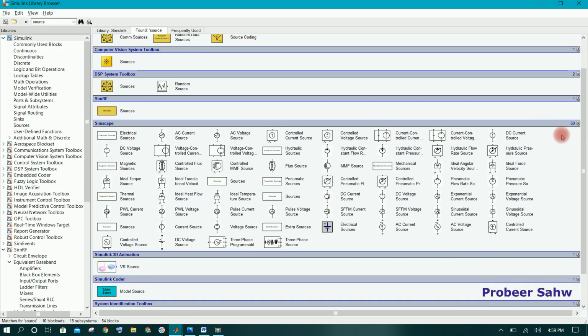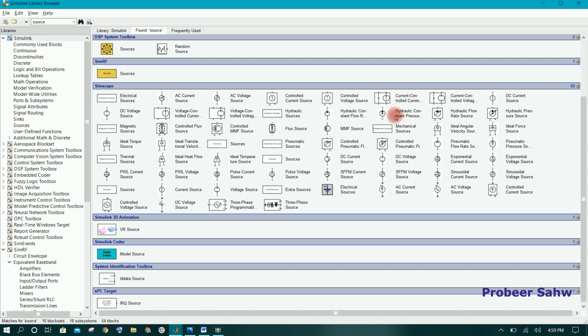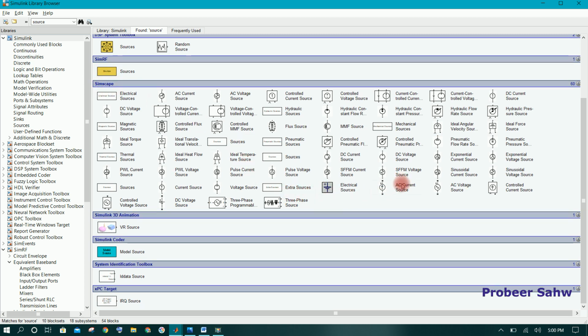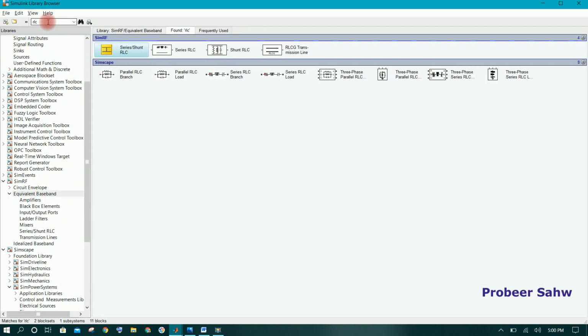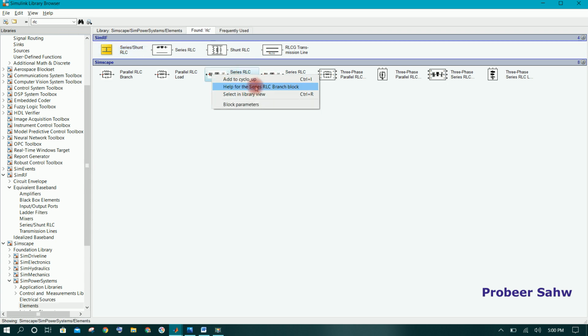For all our circuit based simulation, we are going to use all the elements that are available under Simscape library. So we are going to use AC voltage source. I'm adding this to our model. Apart from this, we require load. So we click add RLC branch to our model. Apart from this, we require thyristor.